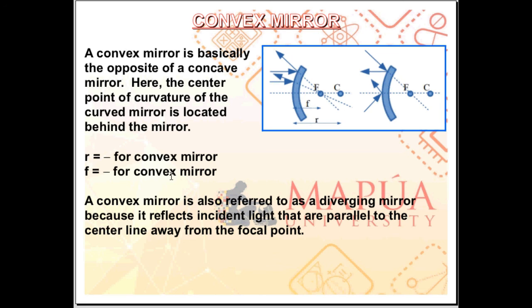Notice the following. When incident light parallel to the center line strikes the mirror, it is reflected, the tendency is it is reflected away from the focal point. That's why a convex mirror is also referred to as a diverging mirror.